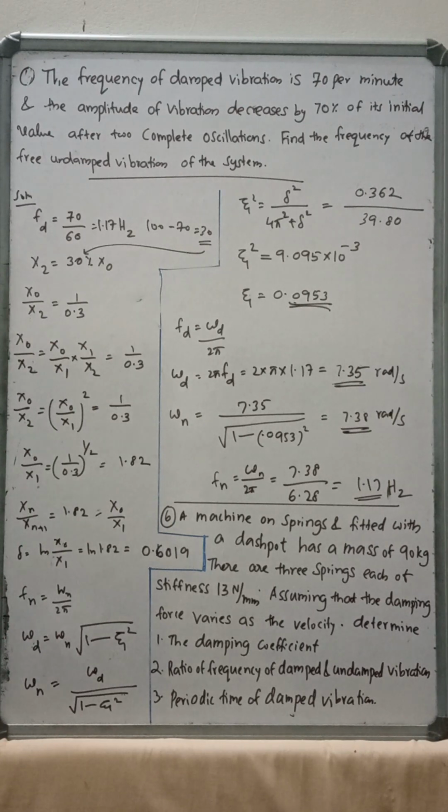And Fn is equal to omega n divided by 2 pi. So 7.38 divided by 2 pi, 6.28. So you will get the value 1.17 hertz. That's all about this problem.